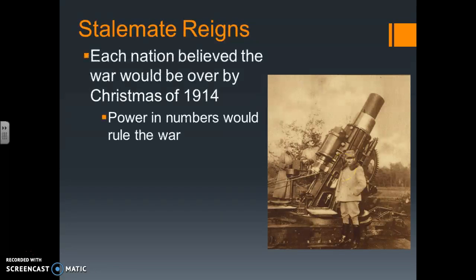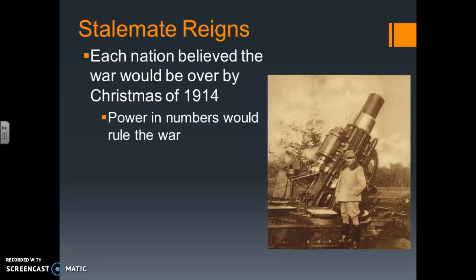We also read in the book about stalemate. Because each nation believed the war would be over by Christmas in 1914, 5 months after the beginning of the war, they believed that power and numbers would rule the war. Again, in wars like the Civil War and Revolutionary War, the more soldiers you had, the more guns you had, which means every time you shot a round of fire, more bullets were going towards the enemy, which means you had the possibility of killing more people. So power and numbers would really win the war.